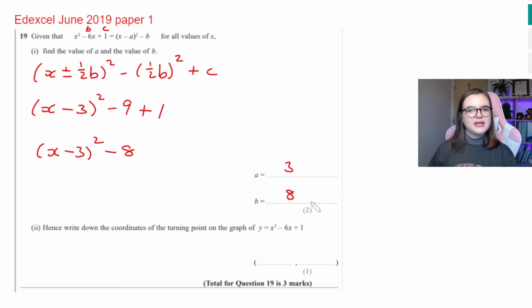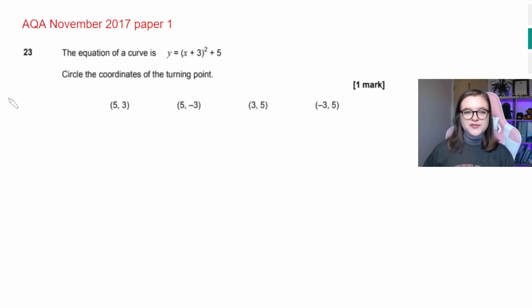So 3 and 8. And then hence write down the coordinates of the turning point of the graph y equals x squared minus 6x plus 1, which is what we've been given up here. So remember, change the sign, keep the sign, change the sign, keep the sign, change the sign, keep the sign. So we then get 3, minus 8. Ta-da! Okay, next up then, a multiple choice question from AQA this time.